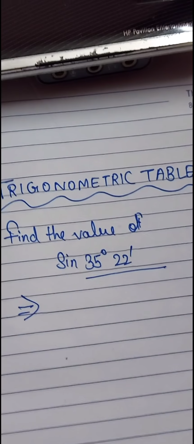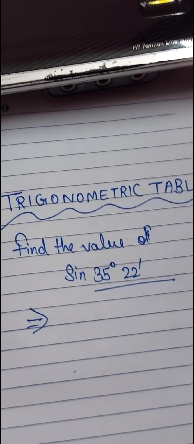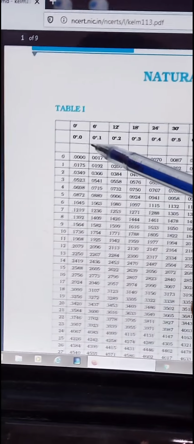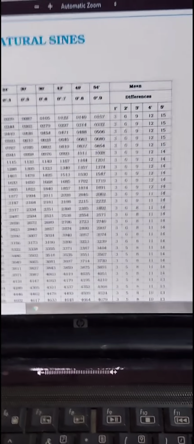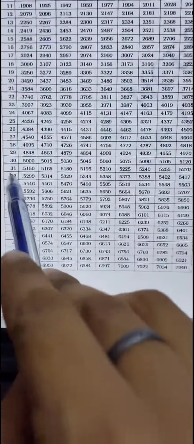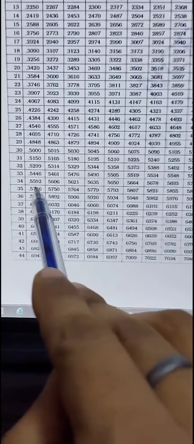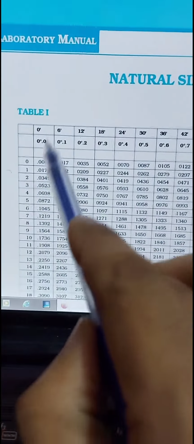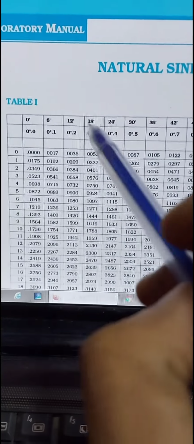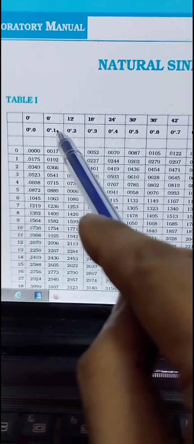Using the table of natural sines, we look for 35 degree in the horizontal line. Let's see where 35 degree is. Here are the degrees and these are the minutes, and this is the mean difference, which I will tell you about. Now here we have 35 degree, and corresponding to the different angles we have the values of minutes in the different columns. 6 minutes means 0.1 degree.